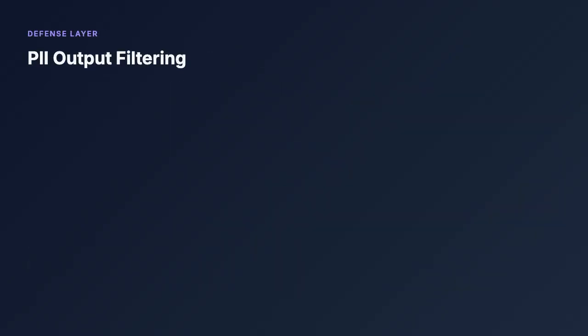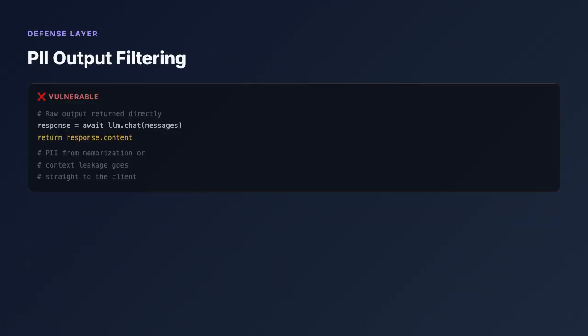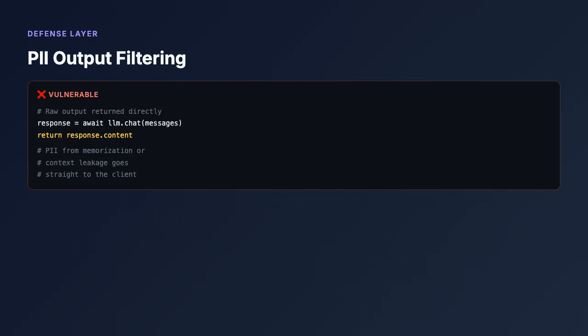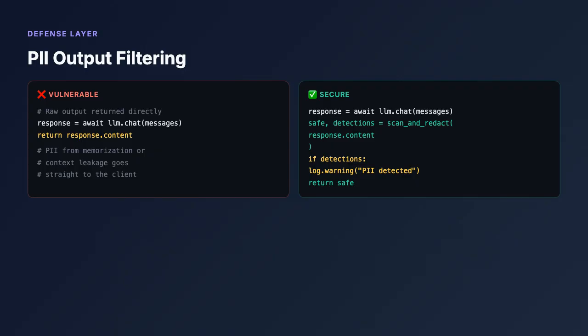A critical defense layer is PII output filtering. On the left, the vulnerable pattern, the model response is returned directly with no output scanning. Any PII from memorization or context leakage goes straight to the client. On the right, the secure pattern.